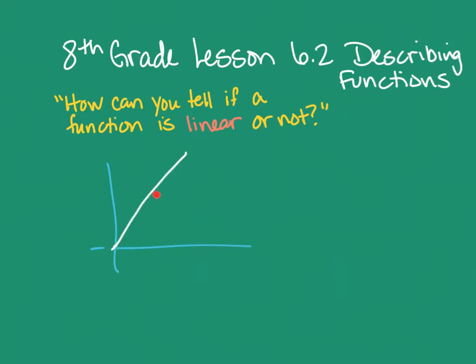Well, pretend that's a straight line. But yeah, this would be a linear function because each of my inputs has a different output, and it's a straight line. So linear is a straight line. Function, each of my inputs has a different output.